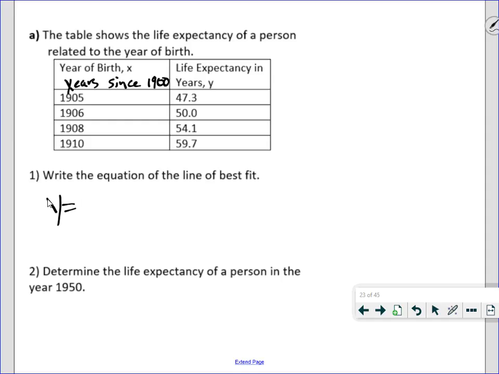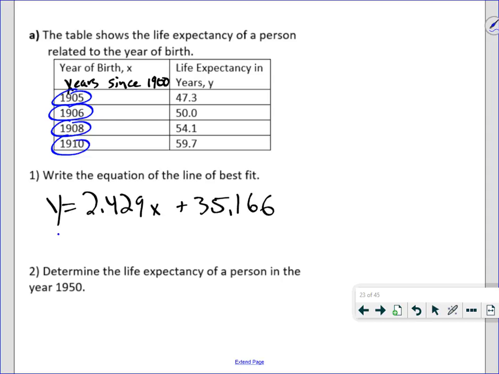So this will be y equals 2.429x plus 35.166. Now, if you didn't rescale, if you had entered 1905, 1906, 1908, 1910, then your equation is going to come out as the exact same slope, but your y-intercept is now negative 4,579.580.